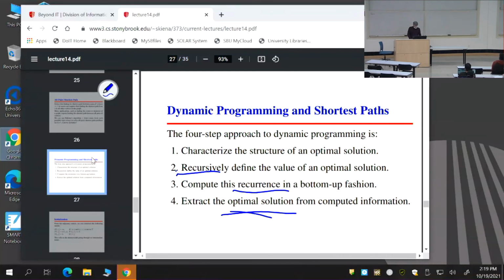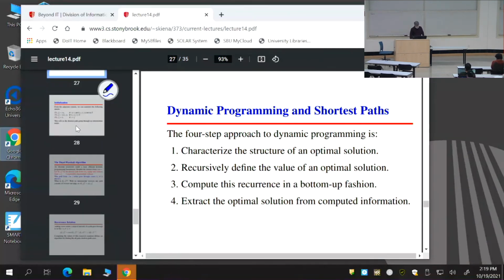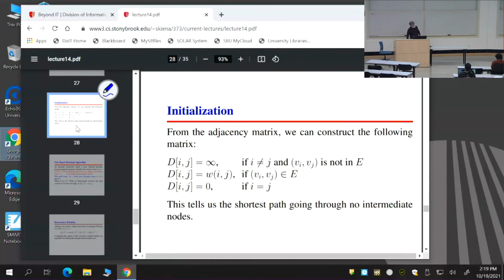This is still a mystery, so I don't want you to understand that yet, but you're going to understand it soon. Let me give you an example of how you can use the ideas of a recursive algorithm, a recurrence relation, a recursive formula, to find shortest paths.